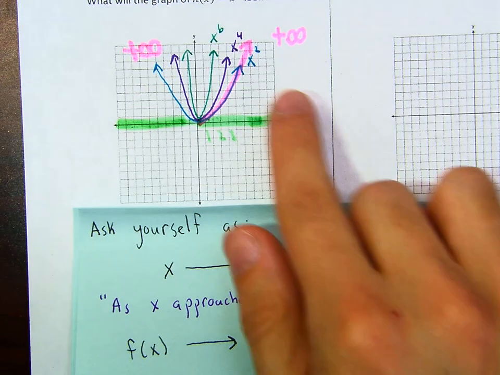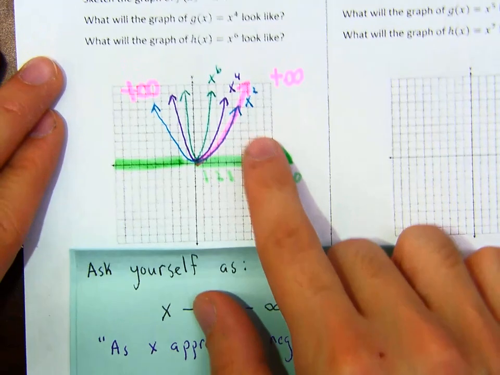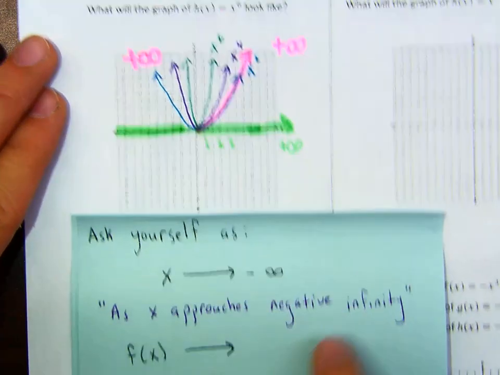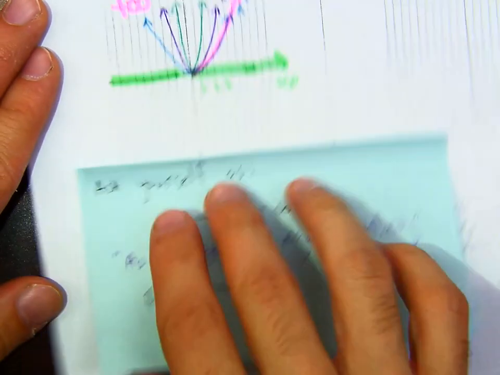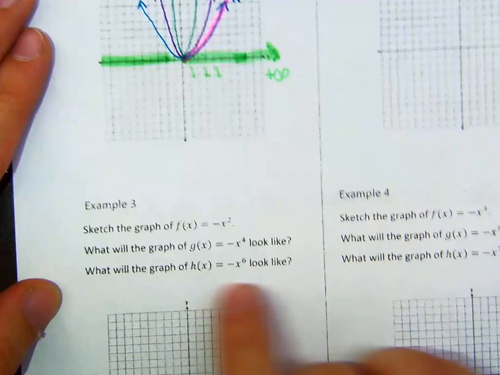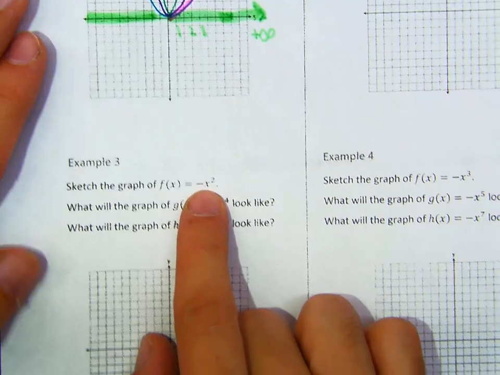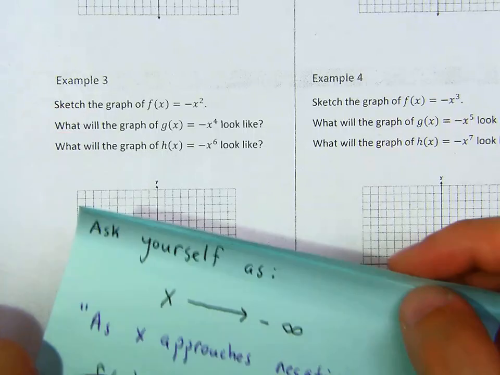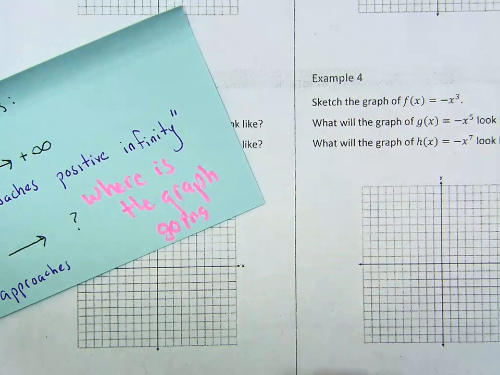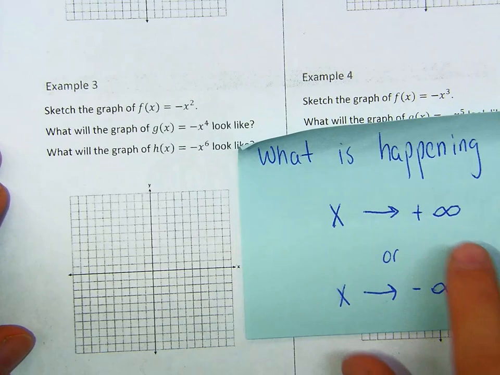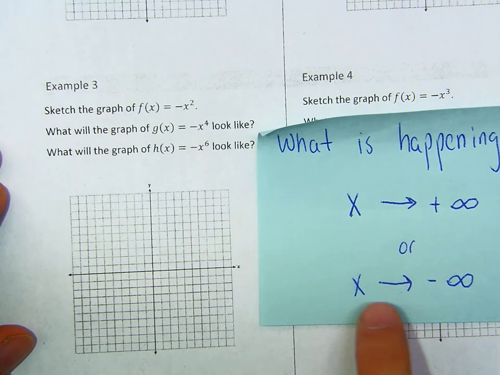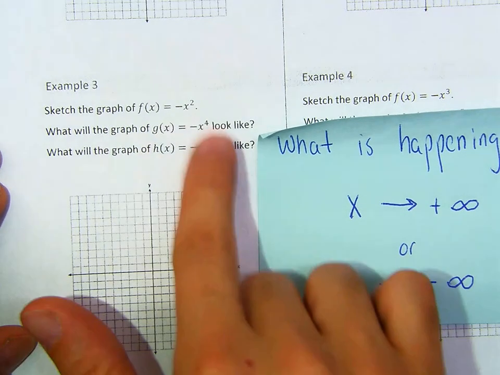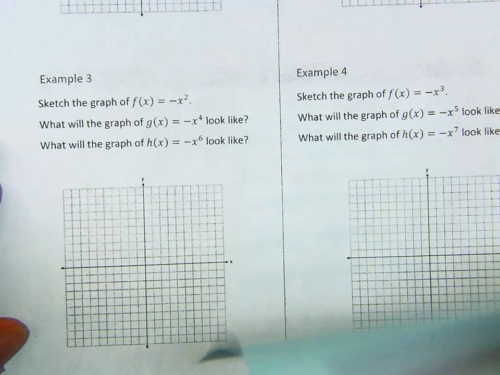What I want you to do is what we did over here, and ask yourself these questions as you try and do the next one. Try and graph this one by yourself, and try and answer these questions: as x goes to positive infinity, where is the graph going? As x goes to negative infinity, where is the graph going? Try and do it by yourself.